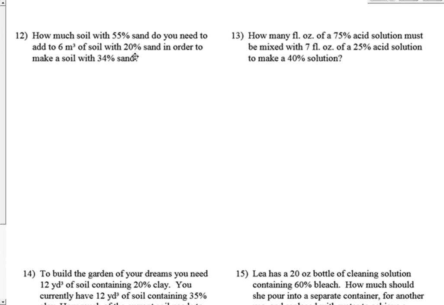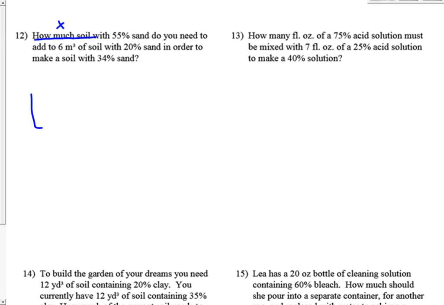Here's number 12 of the chapter 1.1 and chapter 1.2 test review. Here we have a problem where we are adding some soil together. How much soil with 55% sand do you need to add to 6 cubic meters of soil with 20% sand in order to make a soil with 34% sand? Since we don't know how much soil we start with, we want to represent that with x.